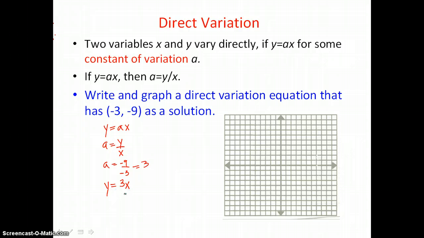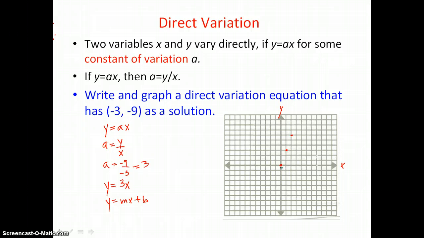Now we want to graph this direct variation equation, and we can see that this equation is just in slope-intercept form, y equals mx plus b. A, our constant of variation, is nothing more than our slope, and our y-intercept b is always 0. So when we graph this equation, we know it's going to cross the y-axis at 0. That's our y-intercept. And then our slope is 3, so from there we can go up 3 and over 1 to graph more points on this line.